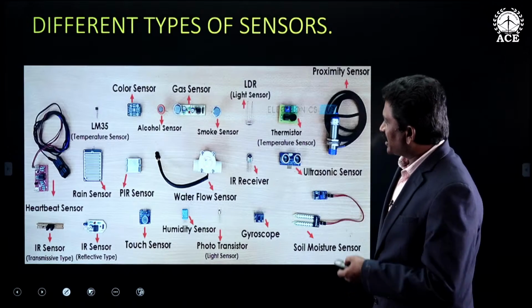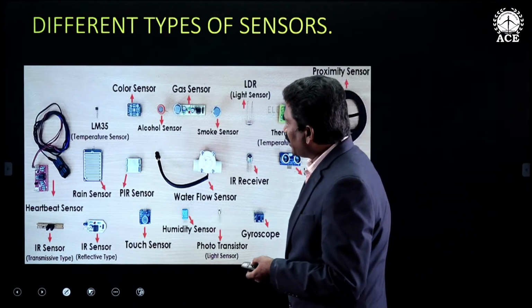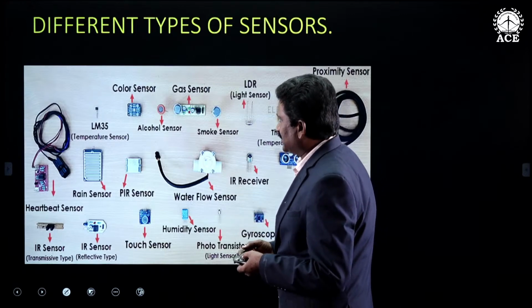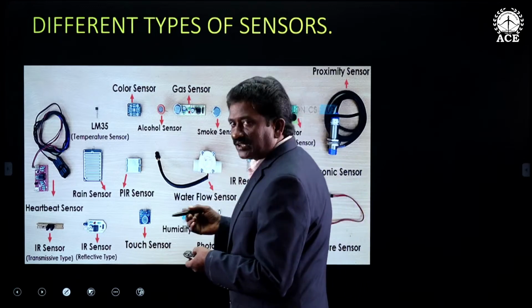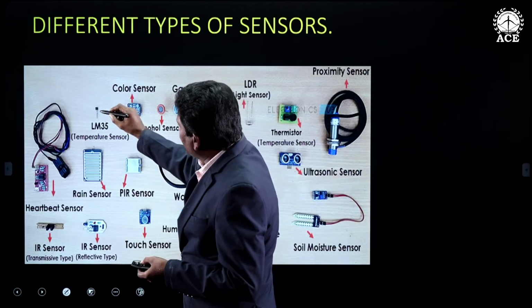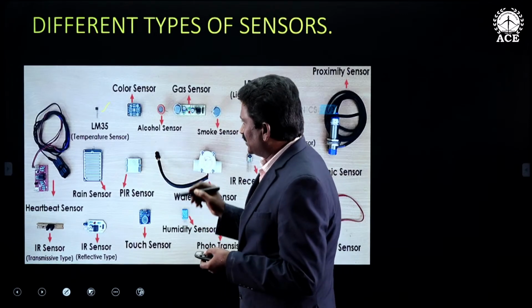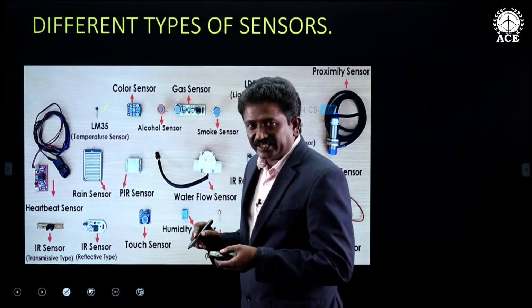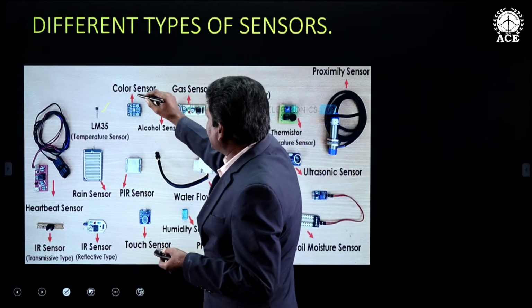Next, these are examples of sensors. In the market, we have so many types of sensors. Here I am giving some examples. First one, LM35. This is a temperature sensor. With the help of this type of sensor, we are able to catch temperature from the surroundings. Color sensor.